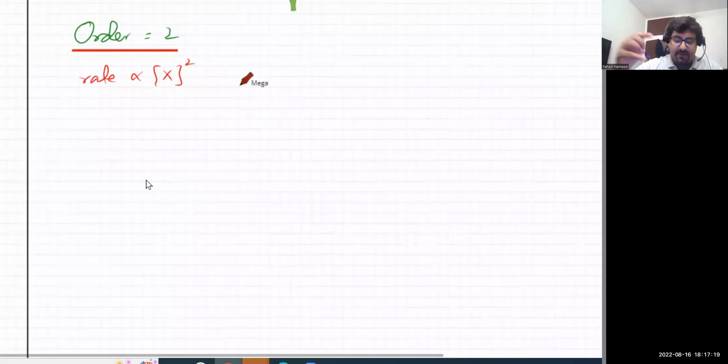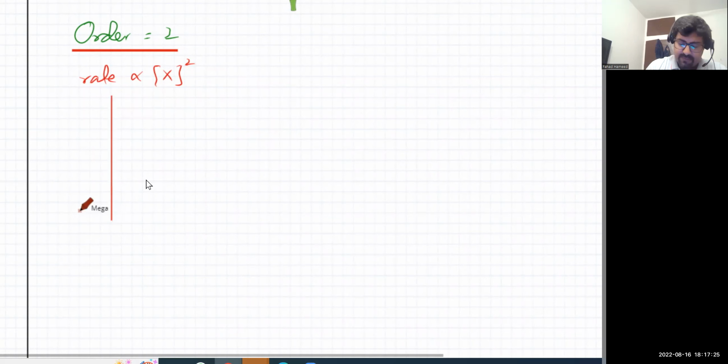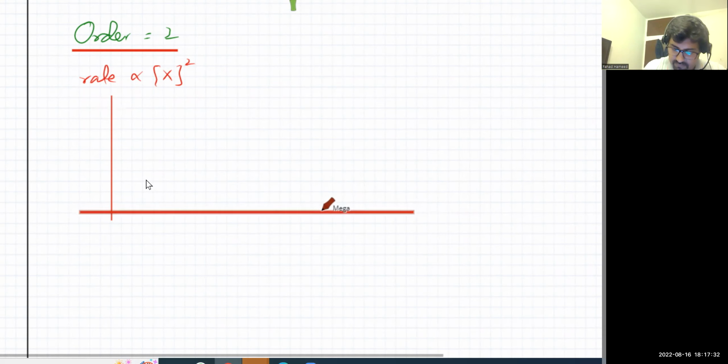So the graph of an order 2 reaction, if you plot the reactant concentration with respect to time, it's going to be something like this. Okay, so 1, 2, 3, 4, 5. 1, 2, 3, 4, 5. So starting at this point, that's the concentration of X. And this is what it would look like.